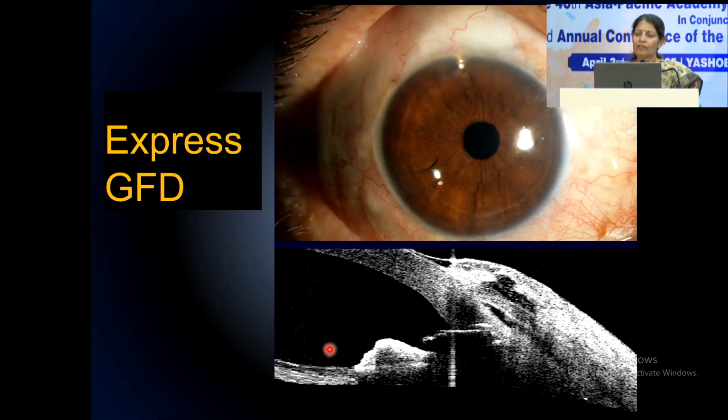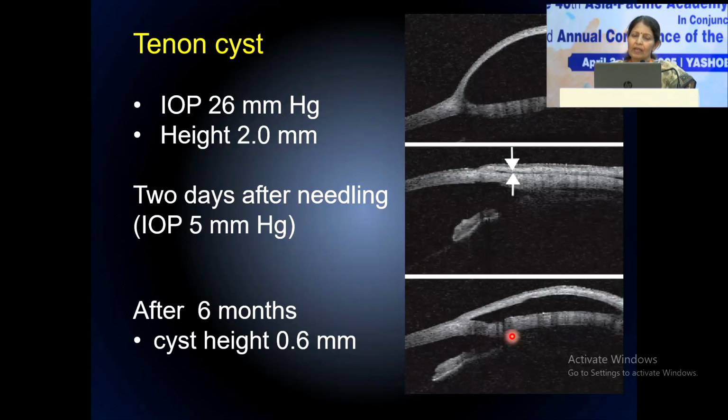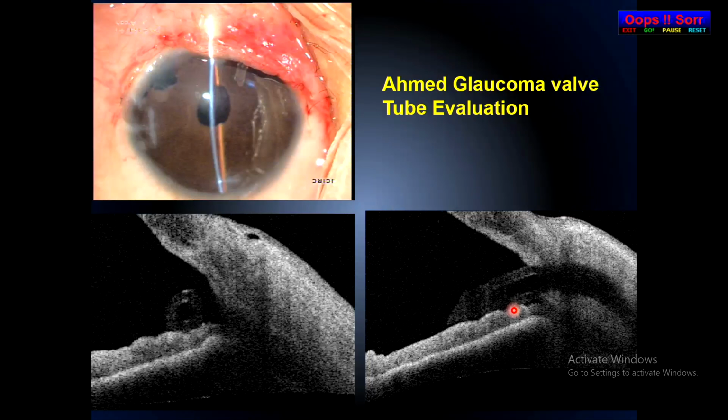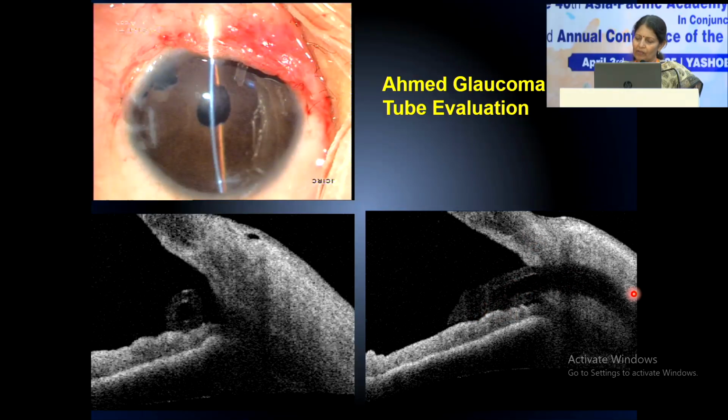Expressions were used initially, and they were showing you the position of the lens and good bleb function. A Tenon cyst is shown here, and after needling, we can see the flattening of the cyst, and at the end of 6 months, a thick wall bleb with a large cystic space. You can also use this technology to look at the positioning of the tube that has been implanted here, with no touch to the cornea and a good pathway.